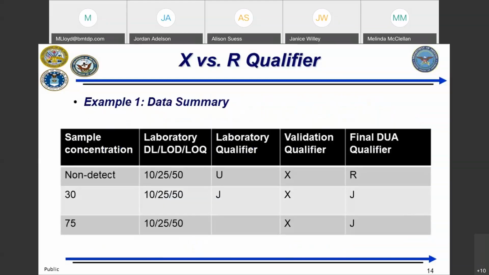This is what that data might look like. I'm not going to walk through this just for time purposes, but you are going to get these slides later, so I encourage you to go look at it and see how these qualifiers sort of progress from what the laboratory provides to the validation to the data usability assessment.